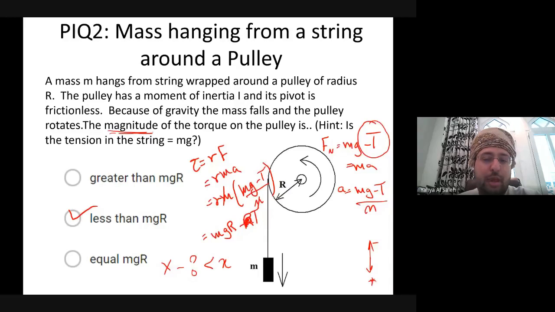If T is equal to mg, then you will not have a rotation. You will not have a torque. Because remember, the whole reason you have a torque is because you have a force pulling it down and causing it to go in a circle. But if down is mg and up is mg, then your net force is 0, which means it doesn't go around, so you don't have a torque. Okay?